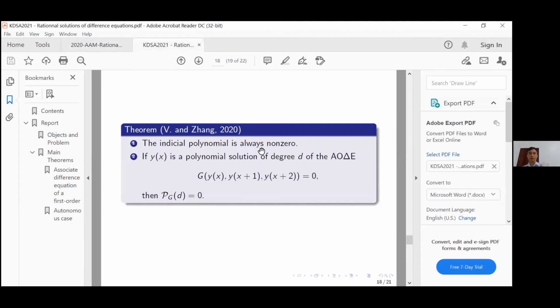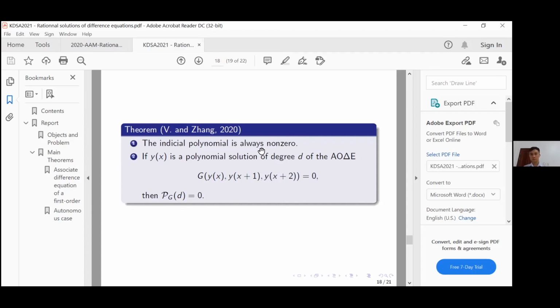Then we can obtain a bound for the degree of the polynomial solution. So in other words, you're saying that the constant may not exist for high order. Is that correct? And maybe the constant could be arbitrary. If the indicial polynomial is always 0, then any C would work. I remember for the first order non-autonomous, it worked. But when we go to second order, it doesn't work anymore.